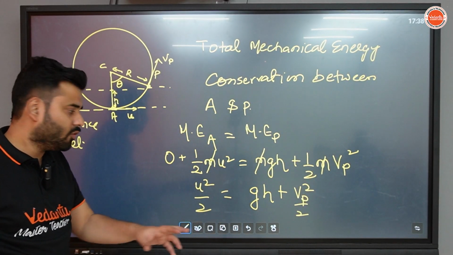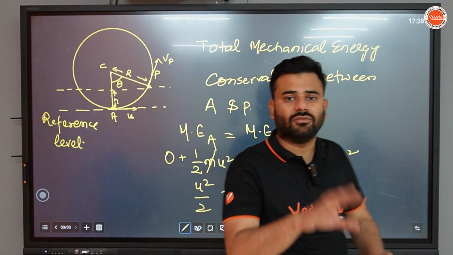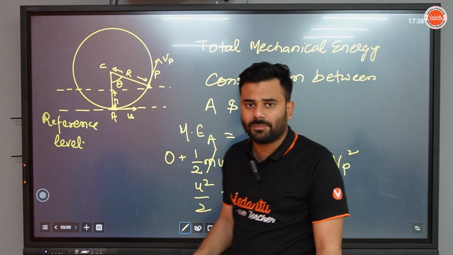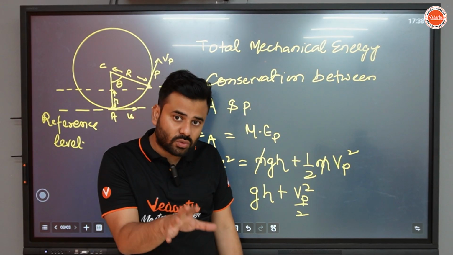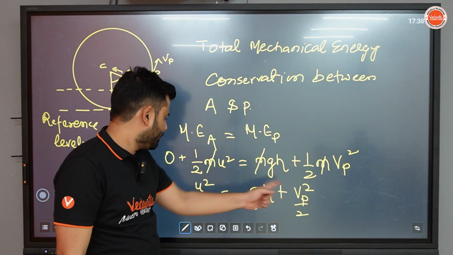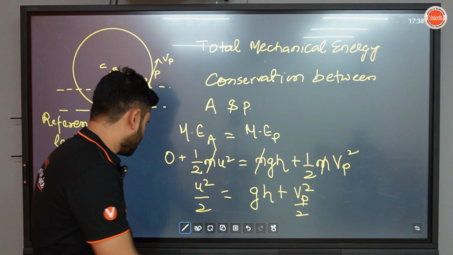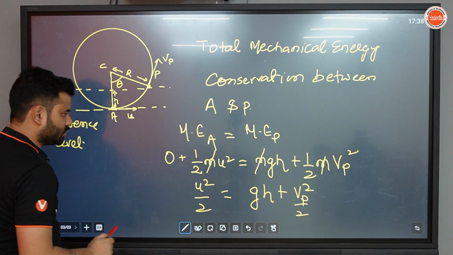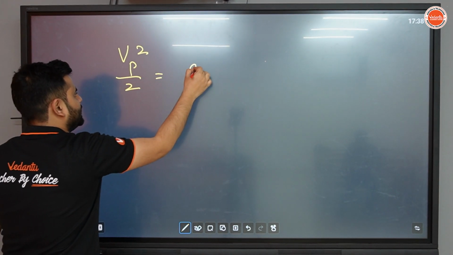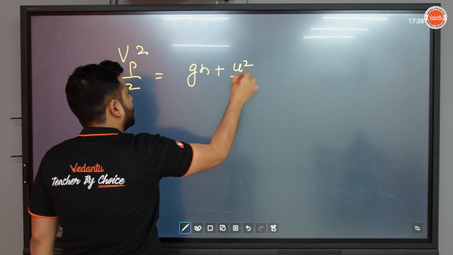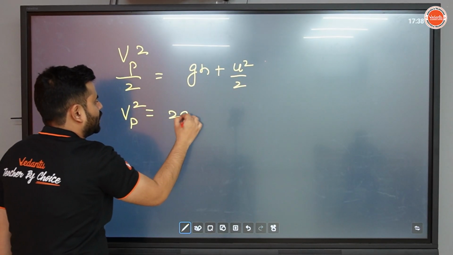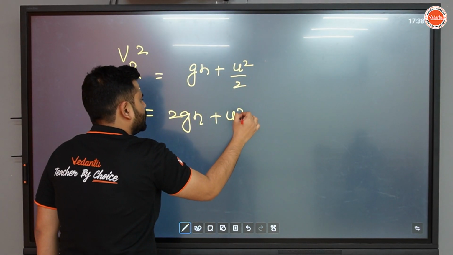Now further we want to calculate Vp square. We want to replace Vp square. Our motive is to replace Vp square. I will also let you know the very basic reason why we replace Vp square. So Vp square we can write in the next page. Vp square by 2 is equal to what? Sir, Vp square by 2 is equal to gh plus u square by 2. Let's multiply by 2. We will get Vp square is equal to twice of gh plus u square.